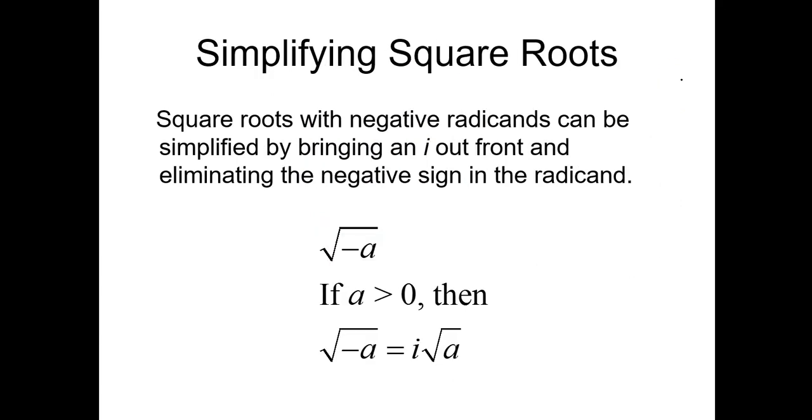Let's go ahead and work with simplifying some roots that have that i involved. Square roots of negative radicands. Let's go ahead and do some of those. We can simplify square roots with negative radicands by bringing out the i first and then simplifying the square root once the radicand is positive. It's really necessary though, if the radicand's negative, bring out the i first. I usually say take out the i. Sounds kind of violent, but that's what you're doing. You're taking out the i and then simplifying the square root that remains.